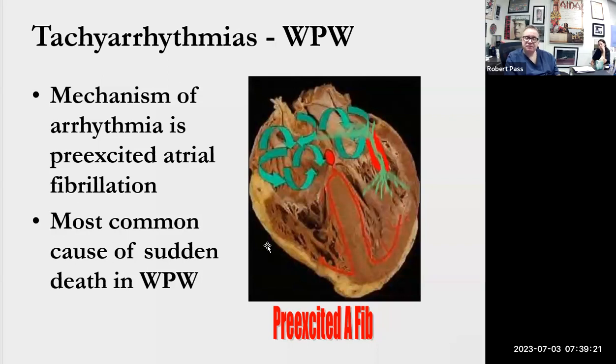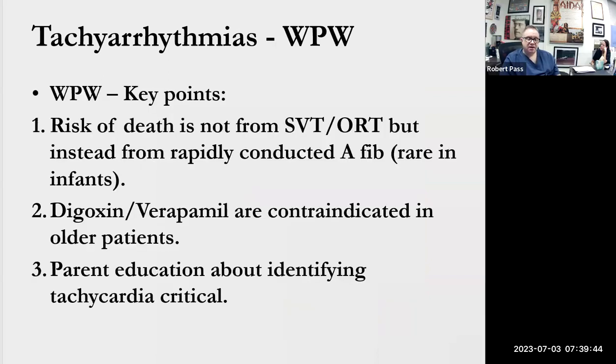Now, there are some who believe that AFib only starts if you've had ORT and that the ORT degenerates into AFib and then the AFib causes the sudden death. It's hard to know for sure, but the bottom line is that it is the ability of the pathway to conduct antegrade and how fast it can conduct in the setting of AFib that theoretically poses the risk for sudden death. So important points about WPW again: the risk of death is not from SVT or ORT, but instead from rapidly conducted AFib, which is rare, thankfully, in infants.